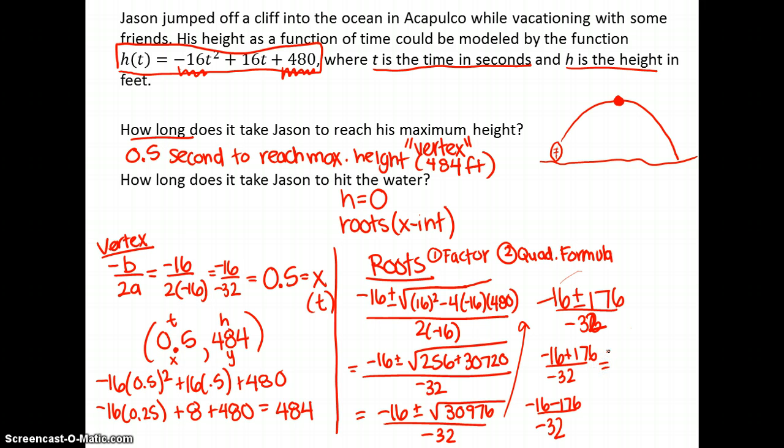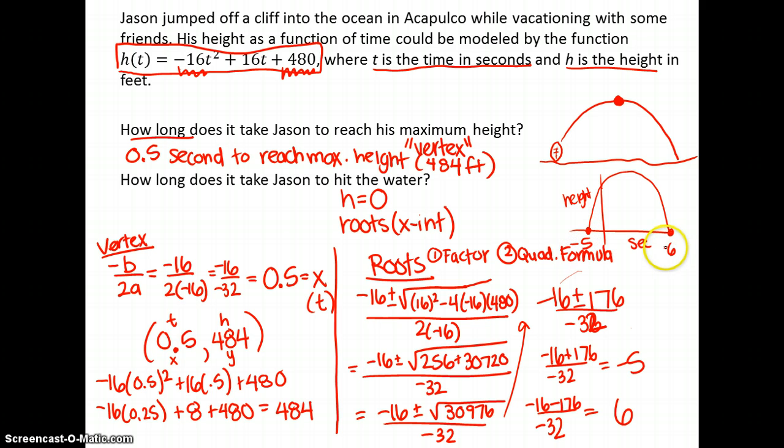Those roots work out to be, the first one as negative 5, and the second one as positive 6. So you're thinking your roots are these points. If I graphed this cliff situation, this is how many seconds have gone by, and this is the height. If I graph Jason jumping off of this cliff, he's got two roots. We've got a root at 6. We've got a root at negative 5.